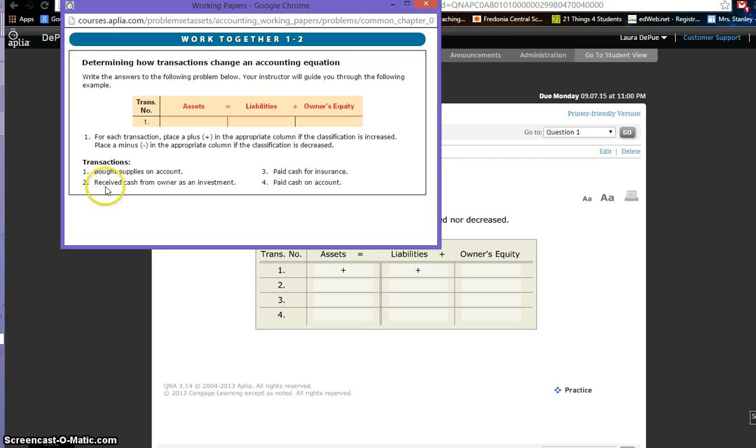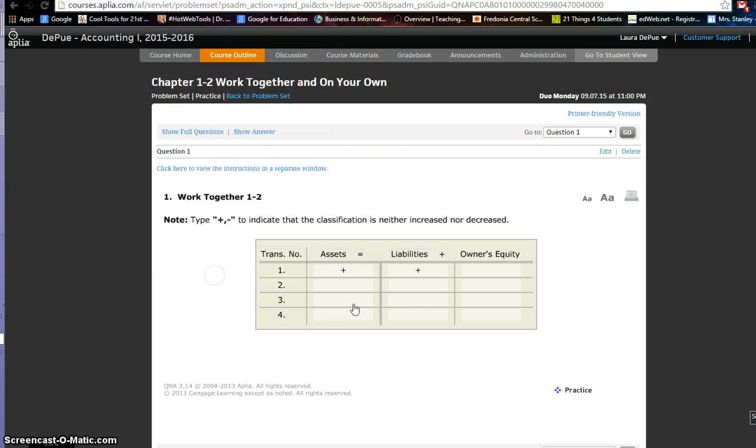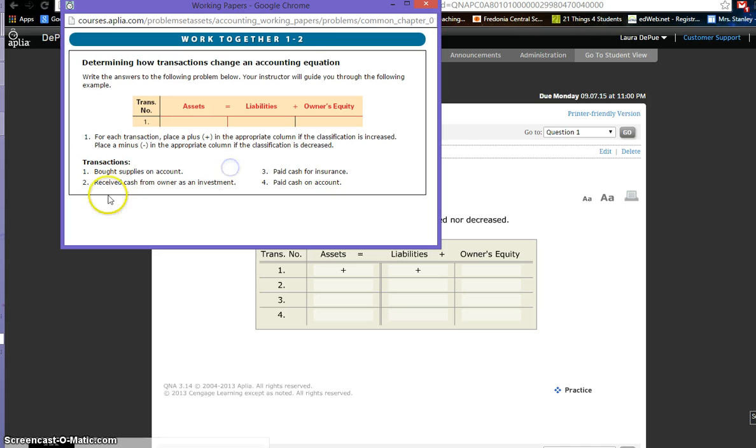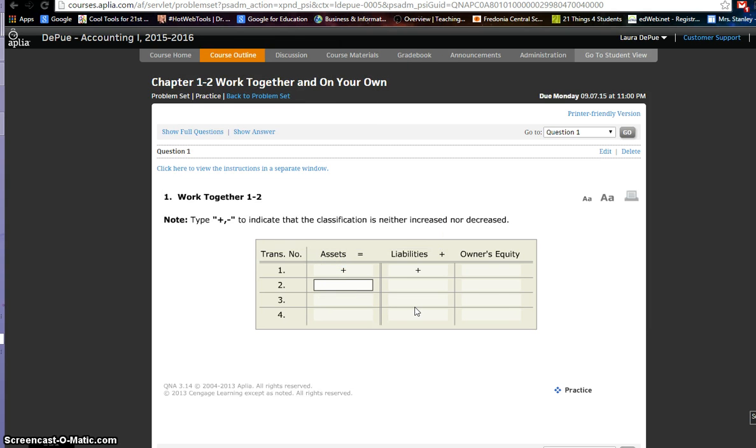The second transaction, received cash from the owner as an investment. So in this particular transaction, receiving cash is going to increase our cash, and from the owner as an investment is going to affect the owner's equity. So assets are going to increase, so that is a plus. And this is one side of the wall, so we know it has to increase on the other, which is going to make the value of our company increase.